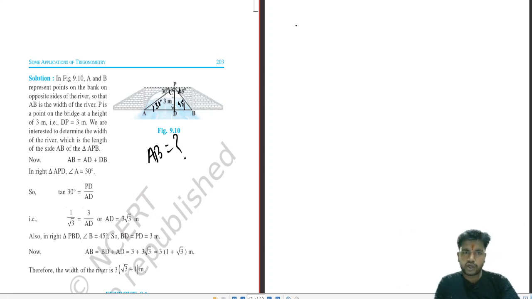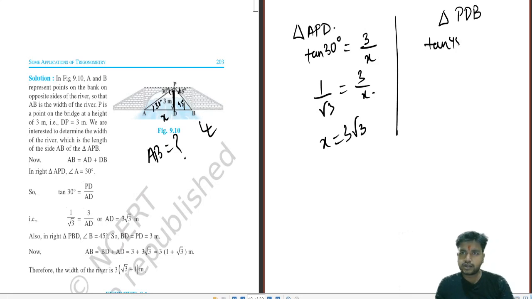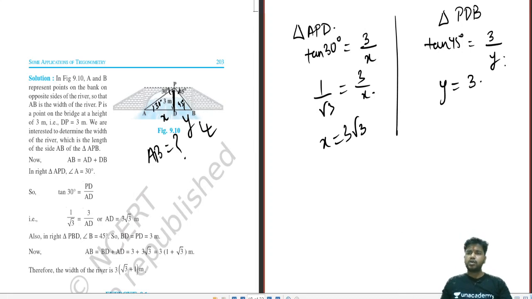Okay, so according to the question, if you look in triangle APD, we'll use this diagram only, we will not make a new diagram. In triangle APD, we have to find this value, and we have been given this, that is tan 30 degrees is equal to 3 by x, and 1 by root 3 is equal to 3 by x. So x is equal to 3 root 3. In the other part, in triangle PDB, we have tan 45 degrees is equal to 3 by y. We have taken this as y. So y is equal to 3, since tan 45 is 1.